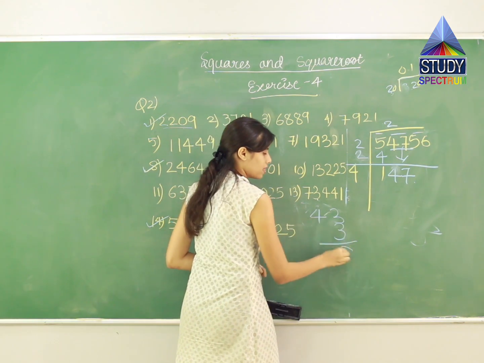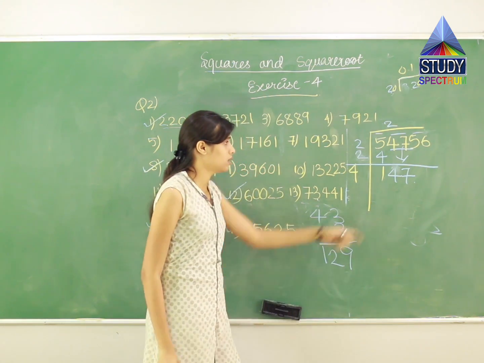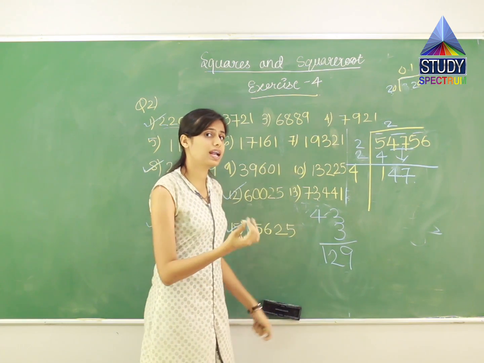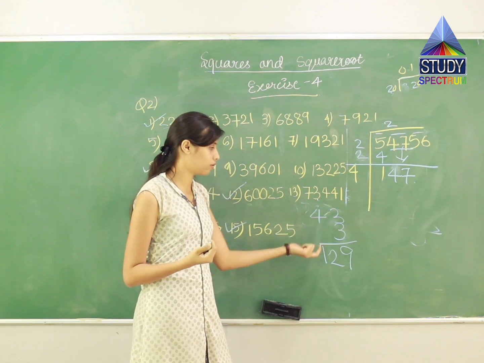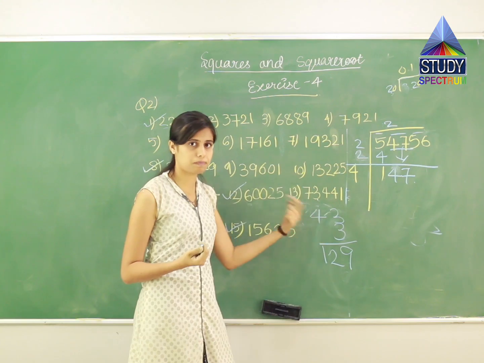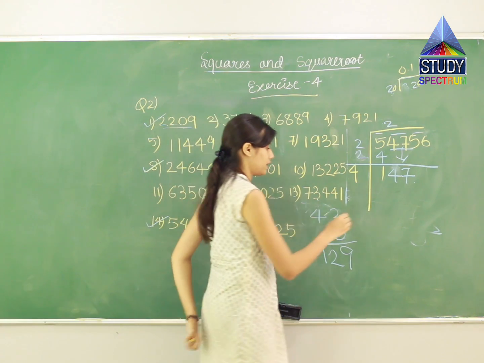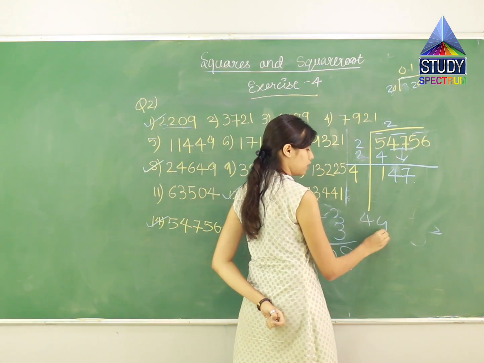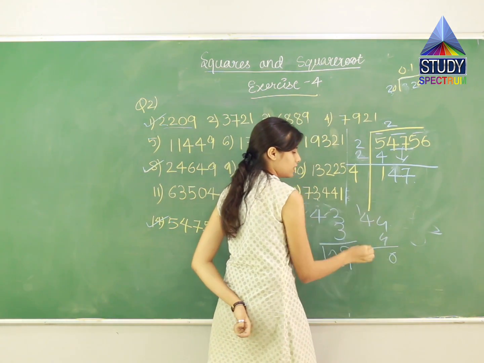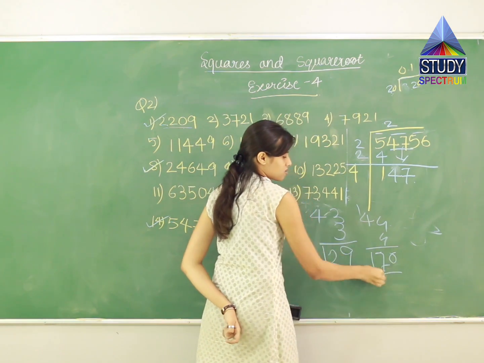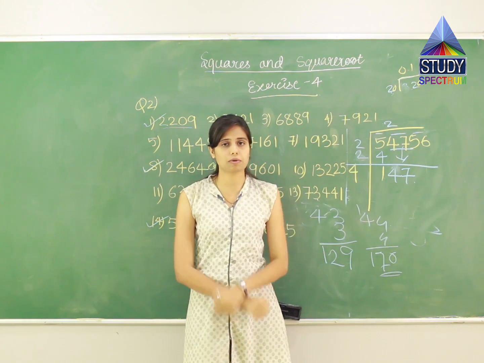3 3s are 9. 3 4s are 12. 129. It is smaller than 147, but let us try with 4 also. If the number with 4 is smaller than this, then we will take that number. So let us try with 4. 44 into 4. 4 4s are 16, 17. 176. No, 176 is greater than 147, so it cannot be subtracted from 147.